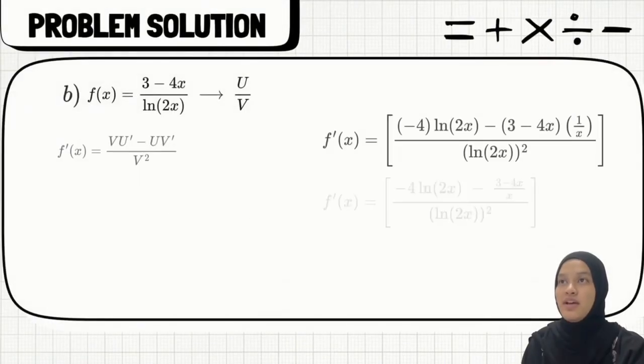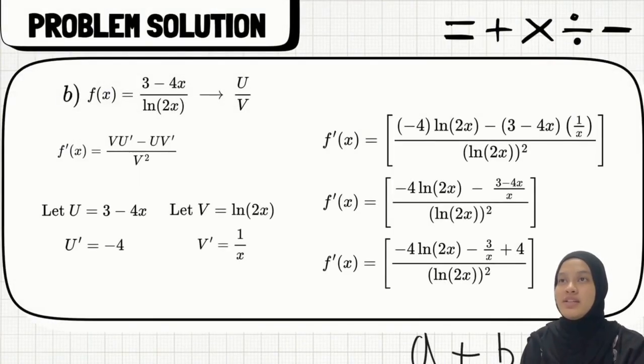To differentiate f(x) equals 3 minus 4x over ln 2x. First, we let u equal 3 minus 4x, so u prime will be negative 4. v equals ln 2x, v prime equals 1 over x. Since we use the quotient rule, we substitute, then we will get f prime x equals negative 4 ln 2x minus bracket 3 minus 4x times 1 over x, over ln 2x squared.